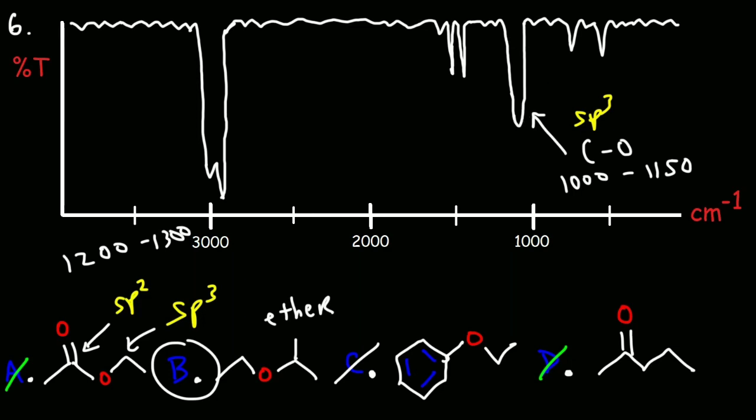So that's basically it for this video. Now you know how to use IR spectroscopy to quickly identify the functional groups that would correspond to a particular IR spectrum.